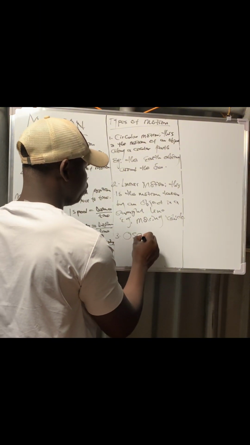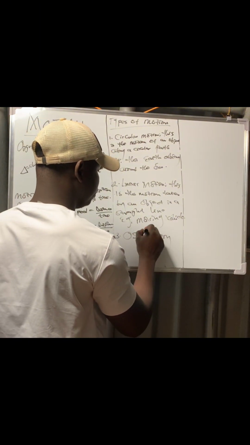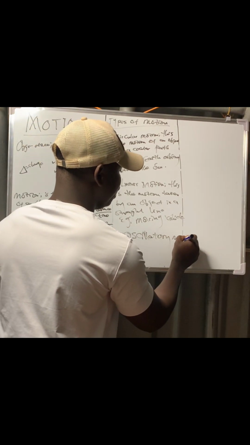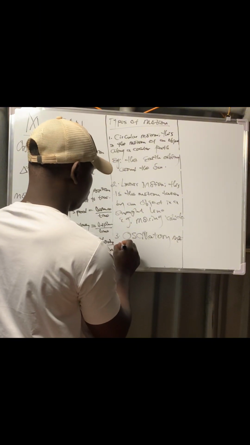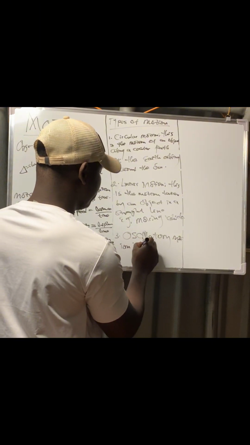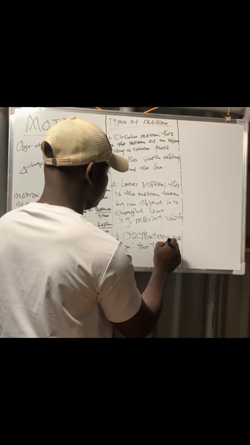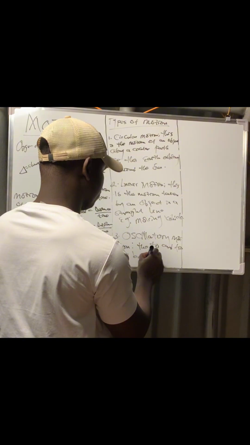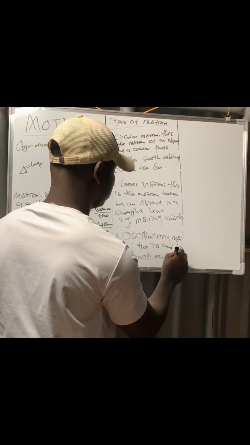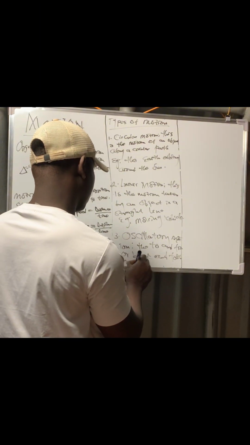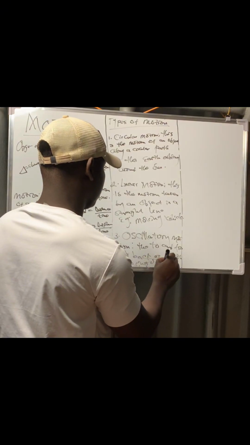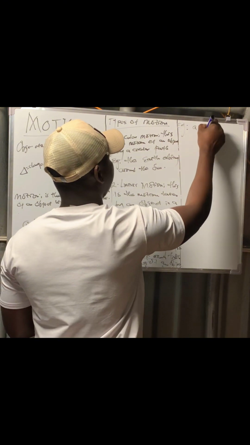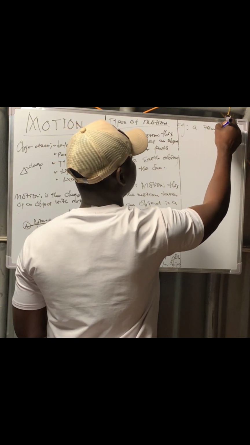Three, oscillatory motion. Oscillatory motion, please, it's double L. This type of motion is the back and forth movement of an object, or the to and fro movement of an object. Example, a pendulum.